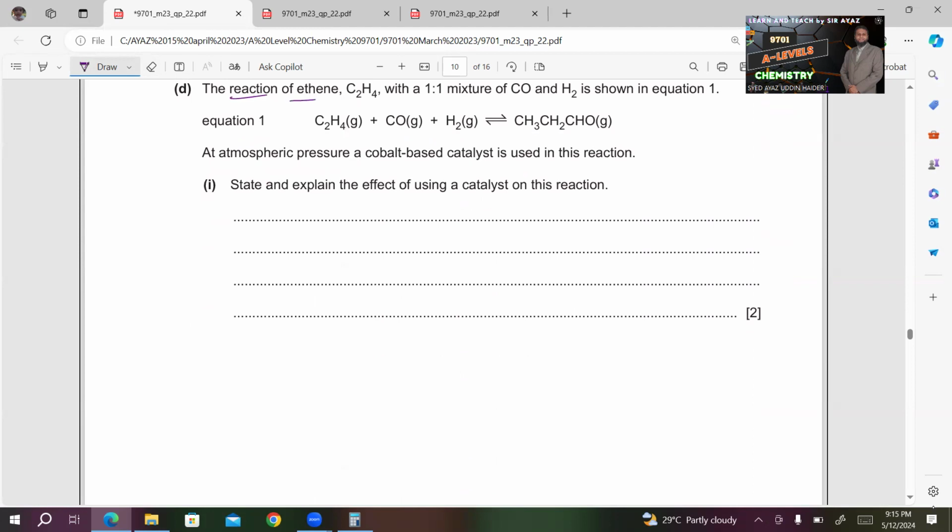D. The reaction of ethene C2H4 with a 1:1 mixture of CO and H2 is shown in equation 1. C2H4(g) plus CO(g) plus H2(g) reversible sign CH3CH2CHO(g). At atmospheric pressure, a cobalt-based catalyst is used in this reaction. Number 1, state and explain the effect of using a catalyst on this reaction. It simply increases the rate of reaction. Now, it's a 2-mark question. You have to mention the description, that's by providing alternative reaction pathway with lower activation energy or EA. So you write increases the rate of reaction.